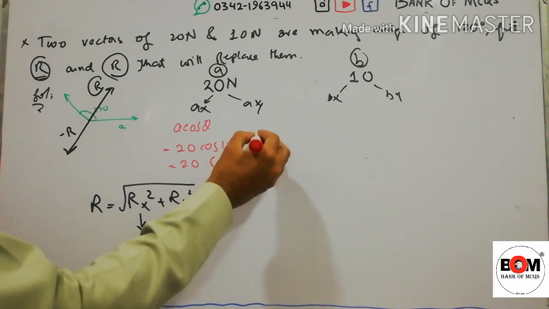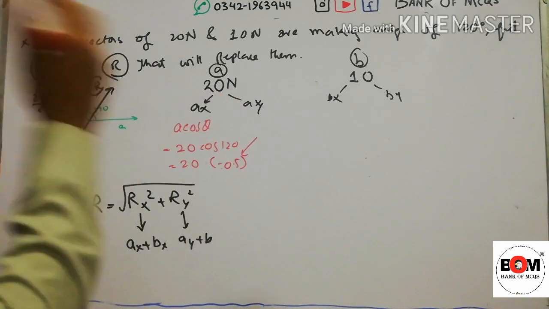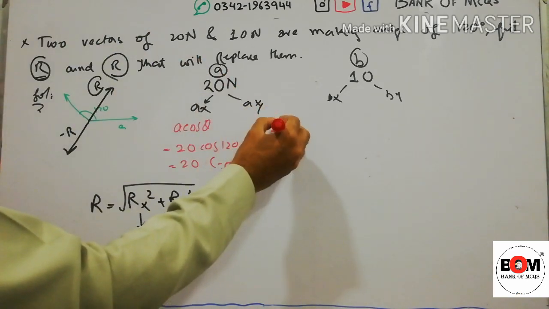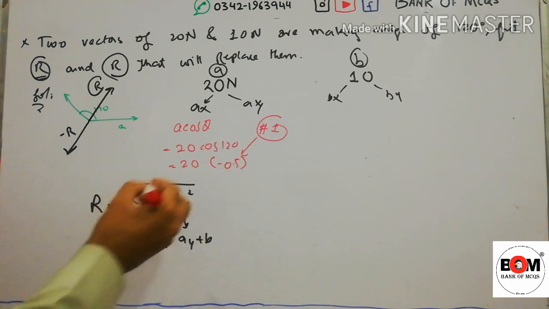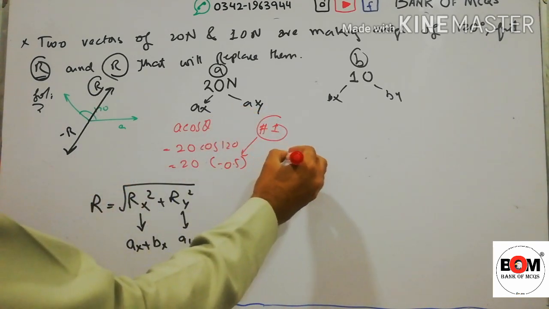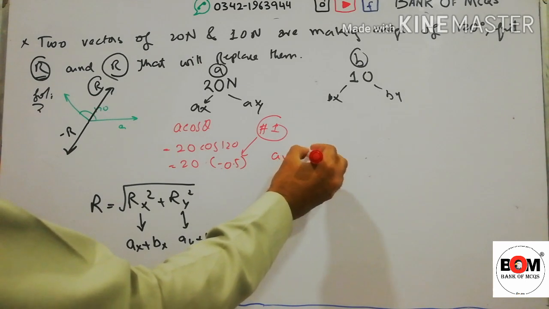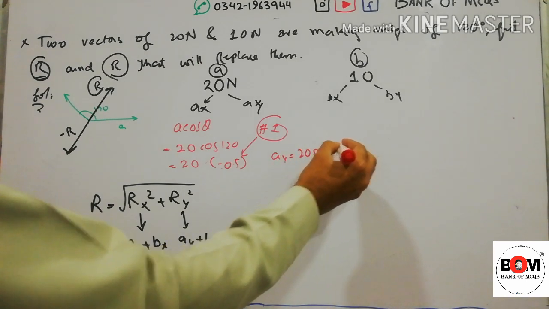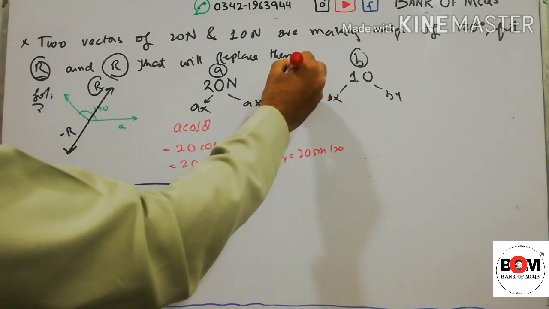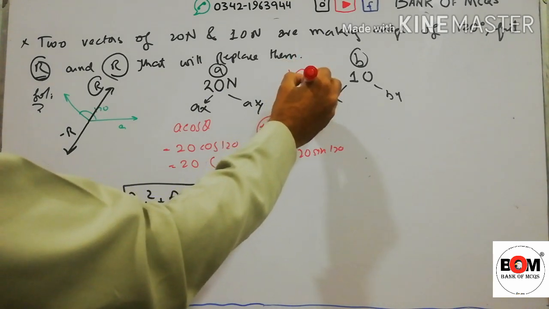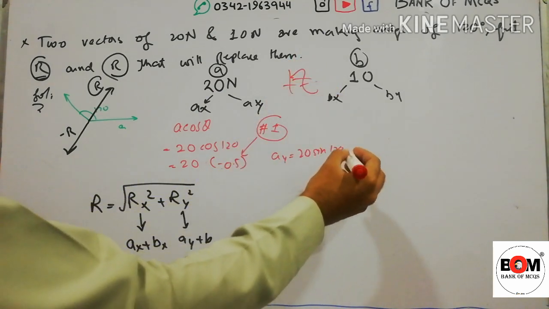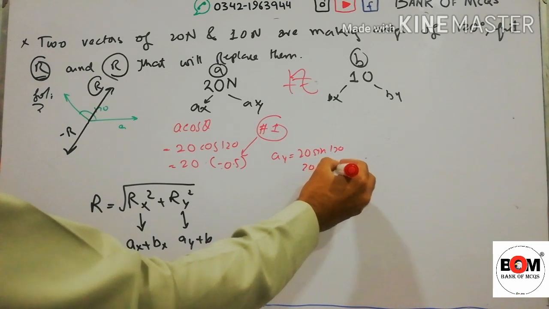Now how I put in 0.5, I will discuss it in chapter number 1. In the same way, to find ay, we will use ay is equal to a sin theta, that is 20 sin 120, and sin 120 is equal to 0.5. So we multiply by 0.5.